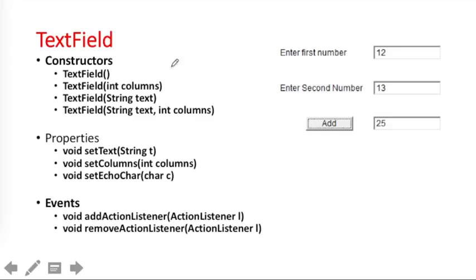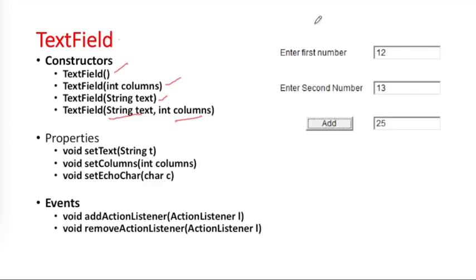Here is one more example. Text field is a component. It has its constructors. So these are the constructors, like creating a text field with a size, meaning how much size you want, and if you want predefined text or default text filled in, you can give default text as well as the size. It has properties. Set text, you can set the text and you can get the text also. Set columns, you can change the size, how many characters you want to be visible in the text field, the size of the text field, that is columns.